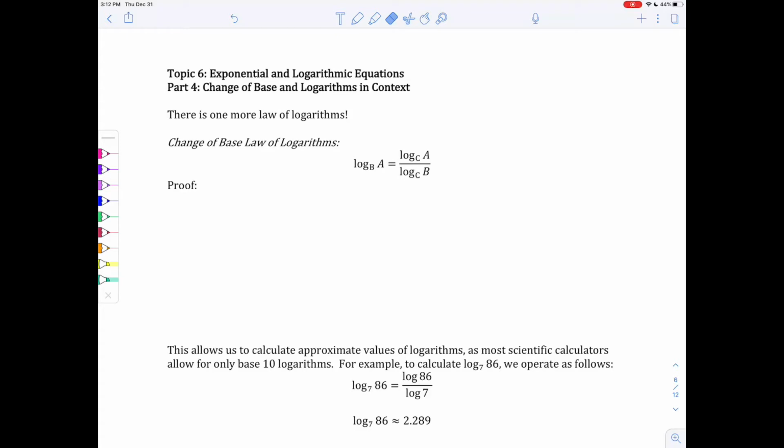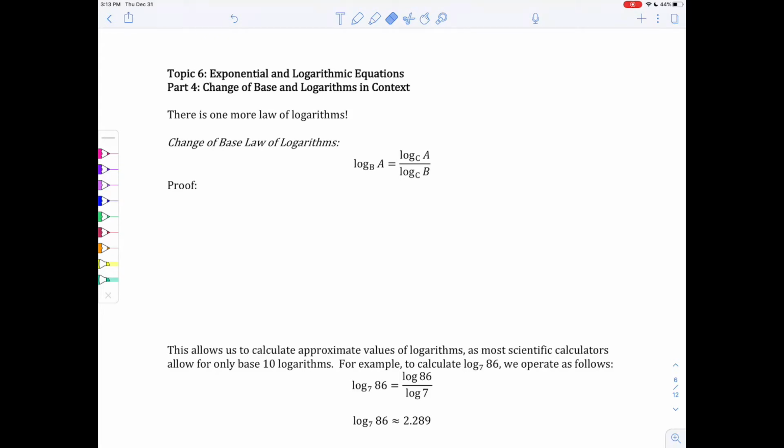We've been playing with logarithms in ways that allow us to evaluate some very nice logarithms. We can evaluate log base 2 of 16 because 16 is a power of 2. We can evaluate log base 10 of 10 million because 10 million is a power of 10. But we don't always have a case like that, both in our made up examples, but in real life where these things are actually used.